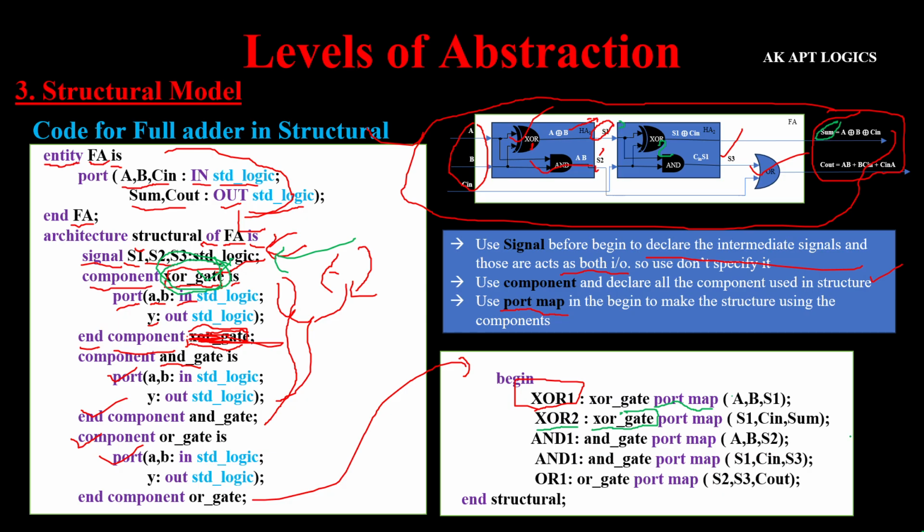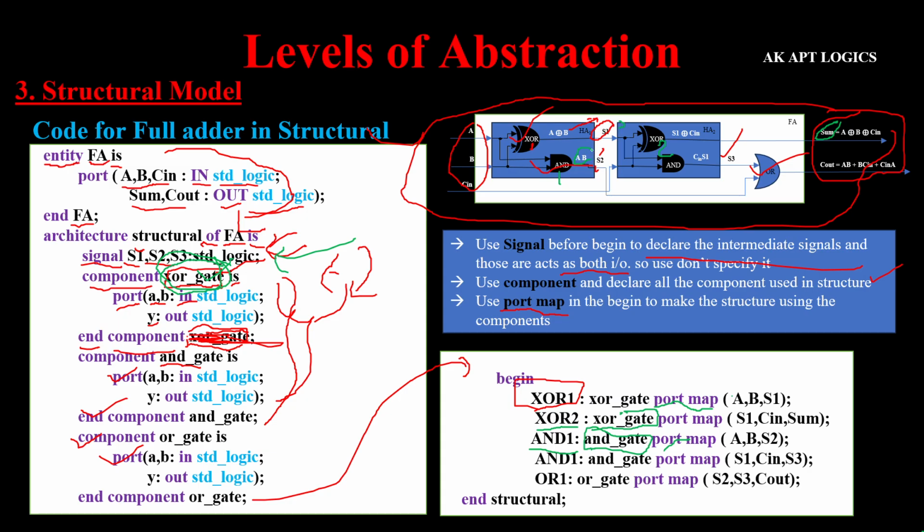Similarly, the next gate is the AND gate. We have mentioned AND1 as a label, colon. For the AND gate we use and_gate, because we have given and_gate as the entity name for the port map. What are the inputs for the first AND gate? They are A and B, and we are getting the output as S2.